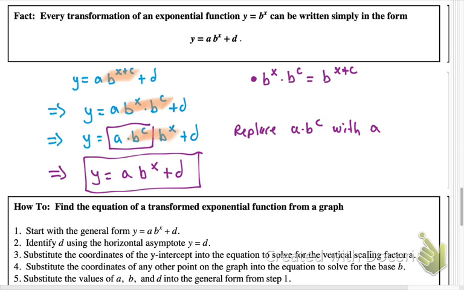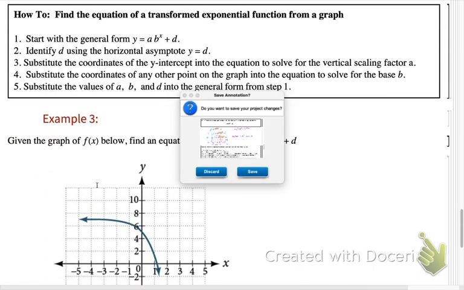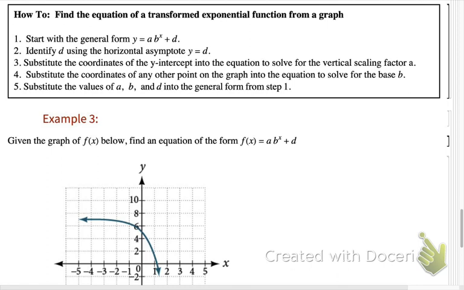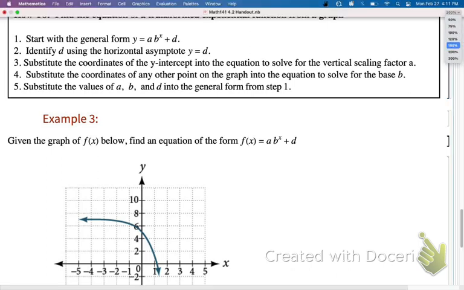Okay, so now what we'll do is we'll do an example. How do I find the equation of a transformed exponential function from its graph?